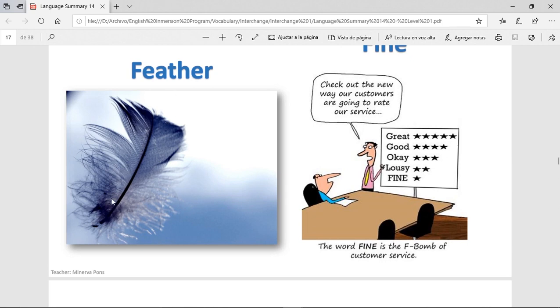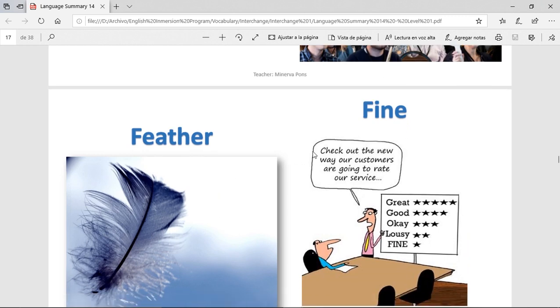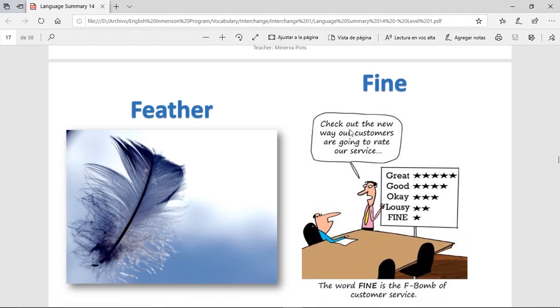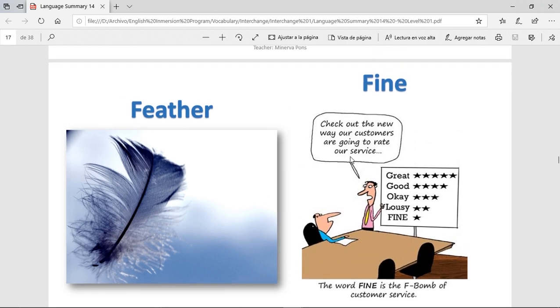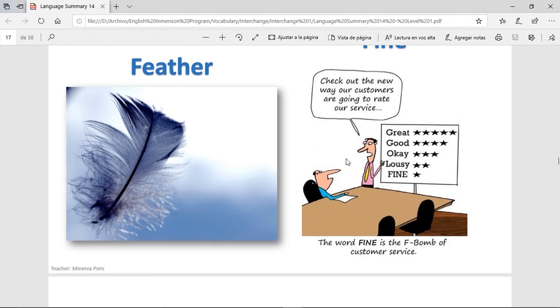We have a feather. This is a feather. This is what birds are covered with. Something fine. Check out the new way our customers are going to rate our service: great, good, okay, lousy, or fine. The word fine is the F-bomb of customer service. Well, maybe this can be a little bit confusing. Fine is something just enough. It's not bad, but it's not good either. It's fine, it's okay. It's not good, it's not bad, it's fine, okay?